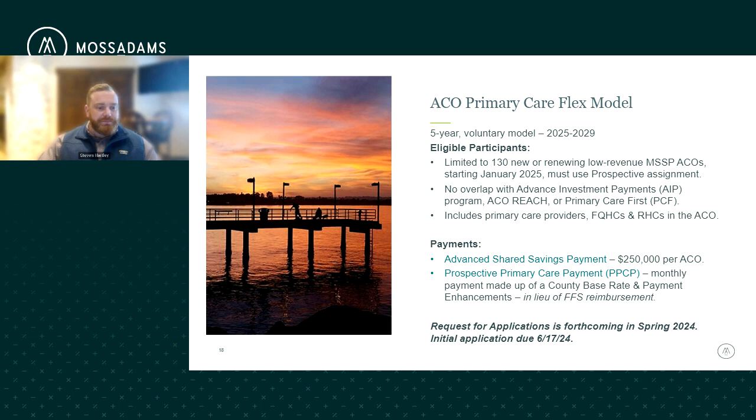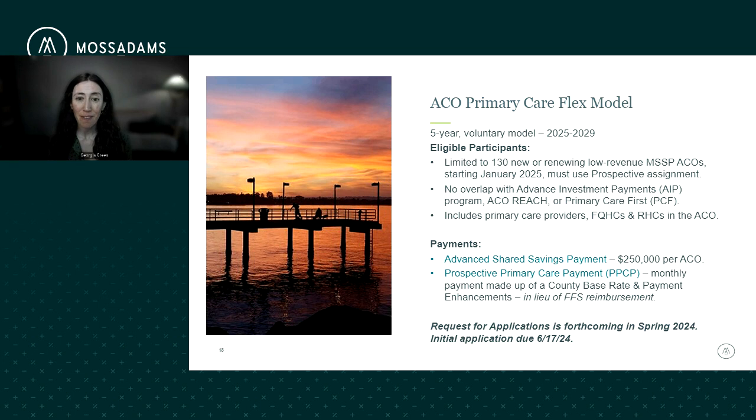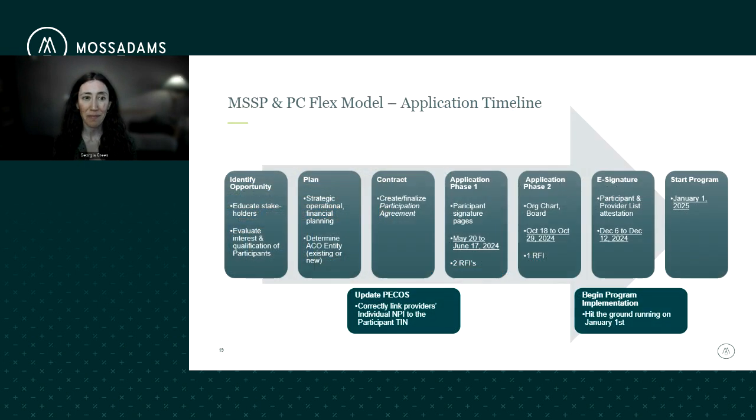So again, this is upfront funding, $250K per ACO, and a new prospective primary care payment for those ACO participants, the provider practices within the ACO, that's replacing their fee-for-service reimbursement. So pretty interesting, and the request for applications is forthcoming. So this is our timeline. As Stephen mentioned, June 17th is the deadline to apply for both MSSP and this ACO PC Flex model.